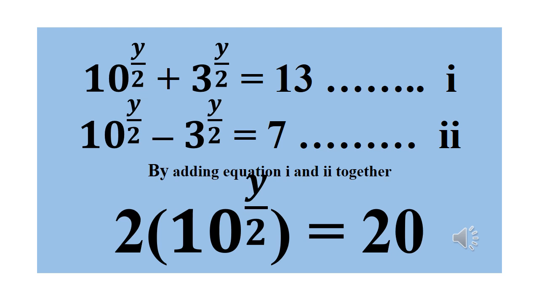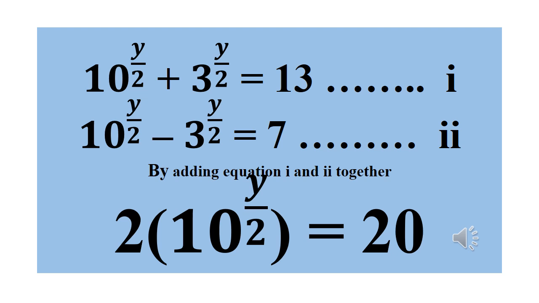So it then follows that since we have two simultaneous equations, we can add them together. Why? Because we have plus and minus signs. If you are eliminating 3 raised to power y over 2 and 3 raised to power y over 2, since they have plus and minus signs, the signs are not the same, so we can add them together. When the signs are not the same like that, you add them together to eliminate. But when the signs are the same, you subtract to eliminate.